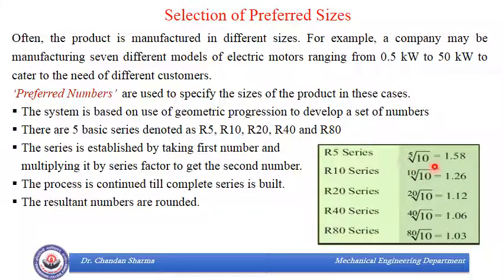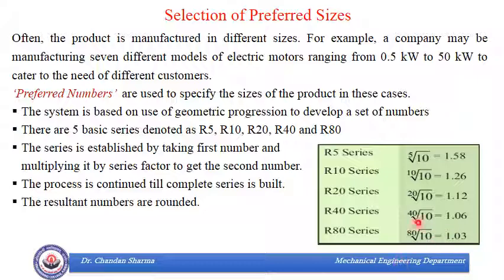There is one factor which is being achieved by this method. R5 means 10 to the power 1 by 5, which is 1.58. So if these are the initial and final values, 0.5 multiplied by 1.58, rounding off to the next higher integer, will be the next motor, and then that multiplied by 1.58 will be the next power rating. This process is continued till the complete series is built. Resultant numbers are rounded.